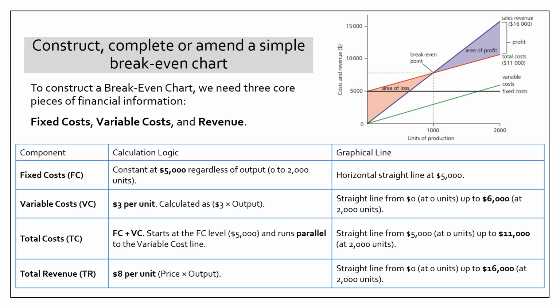What is total revenue here? It is $8 per unit, which is price times output. So the graphical line is the straight line from $0 up to 16,000 at 2,000 units.